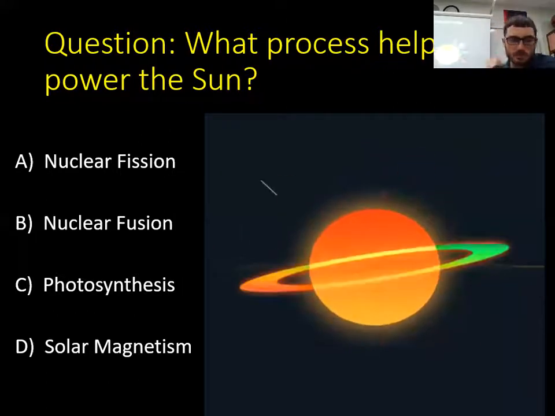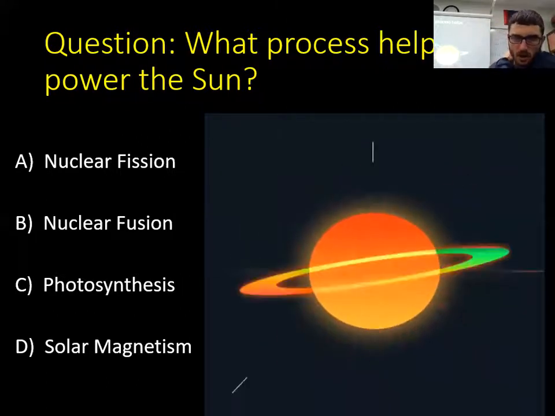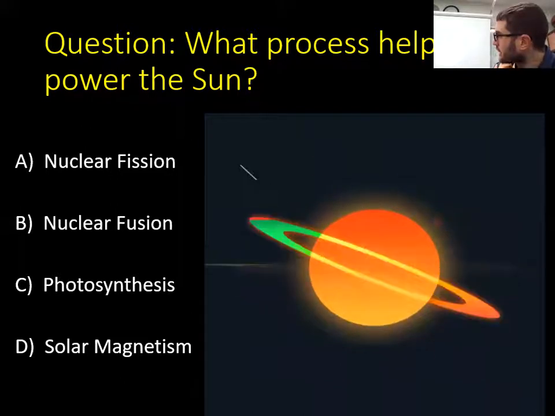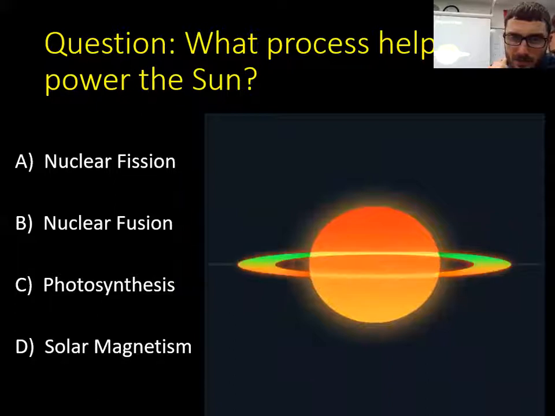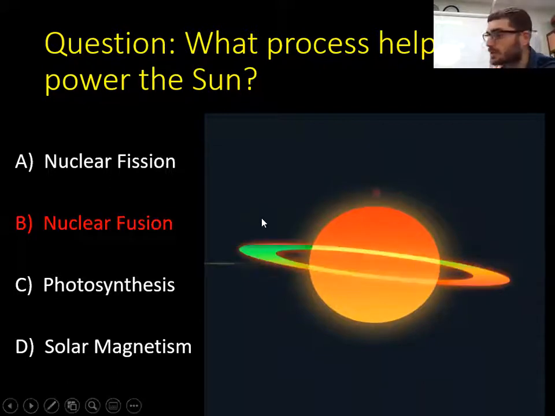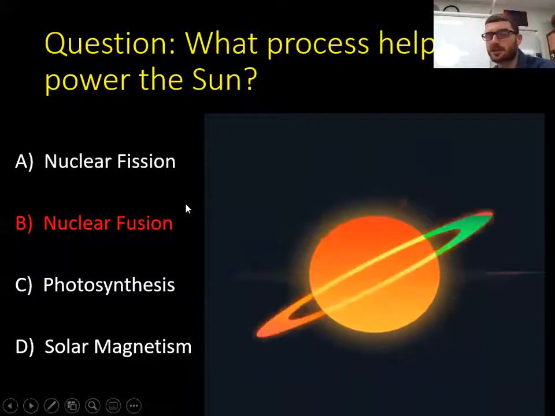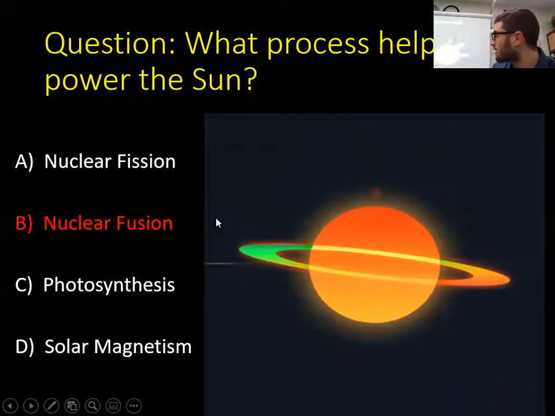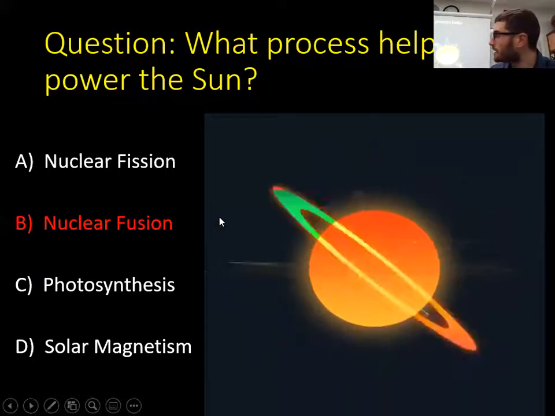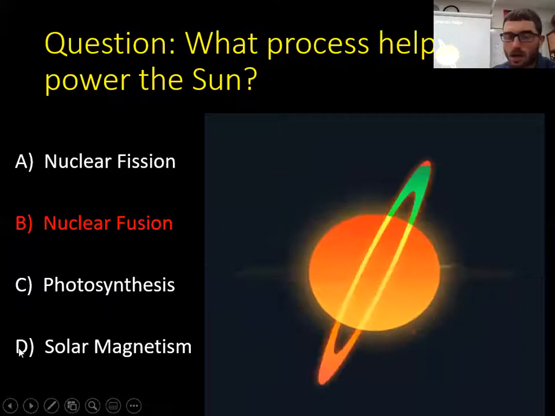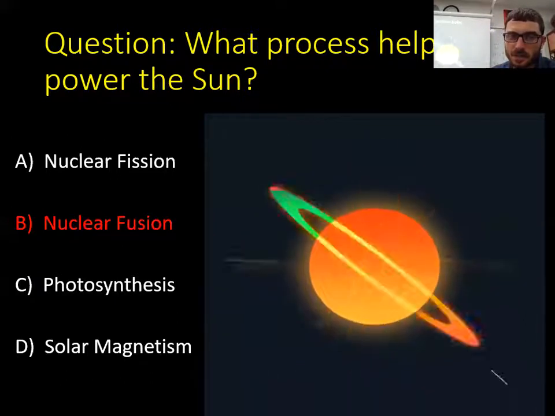3, 2, 1, 0. Okay, so let's check it out. Shout outs to Joseph, Irina, Diego, Sanaya, Michaela, Lakia. Great job, you got it right. The answer is B, nuclear fusion, fusing hydrogen and helium together. All right, let's finish up.